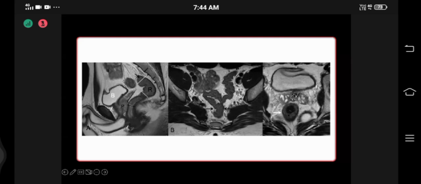And this is a seminal vesicle, this is the rectum, and the surrounding bright intensity is the fat, which is hyperintense, that is the mesorectal fat. The black line, which is enclosing this mesorectal fat with the rectum, is the mesorectal fascia.